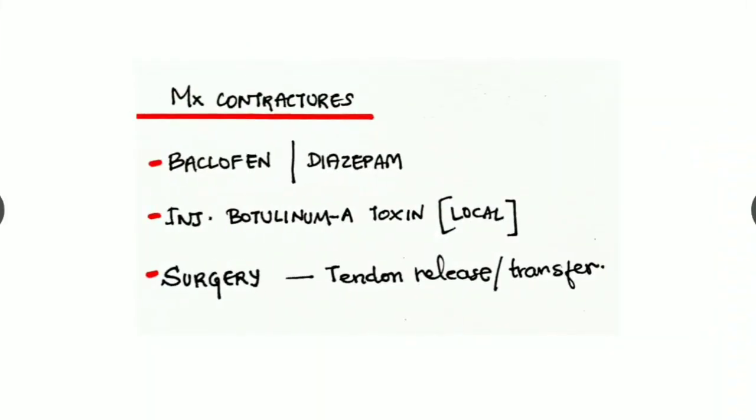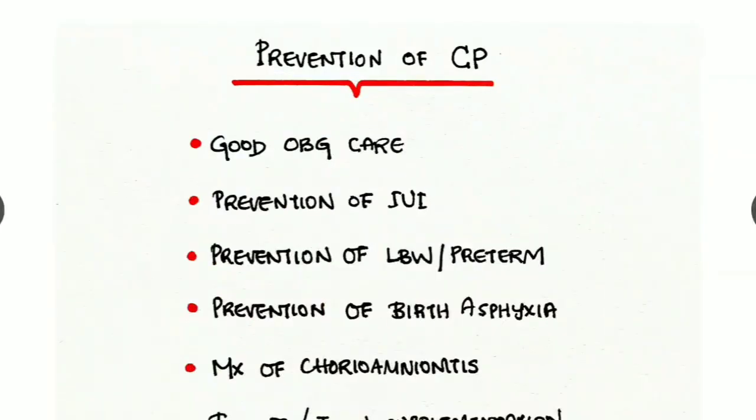How do you manage the contractures? We can give baclofen and diazepam or even local injection of botulinum toxin, and at last surgeries can be performed like tendon release or tendon transfer surgeries for the treatment of contractures. And at last, it is better to prevent cerebral palsy. If we are giving good care, we can avoid all these issues.